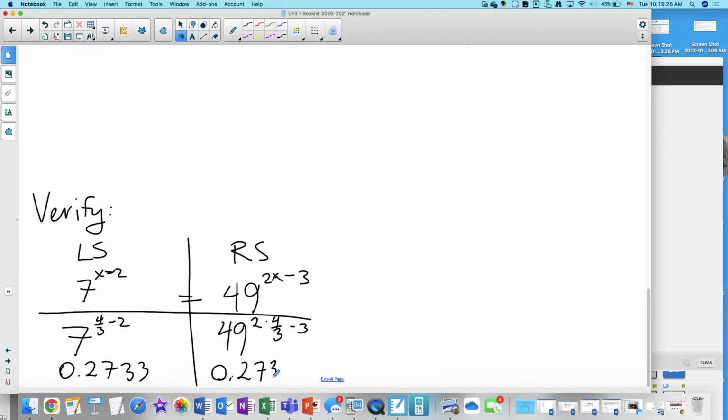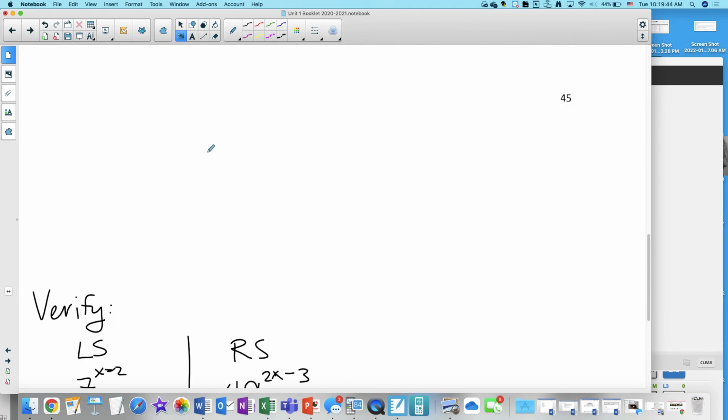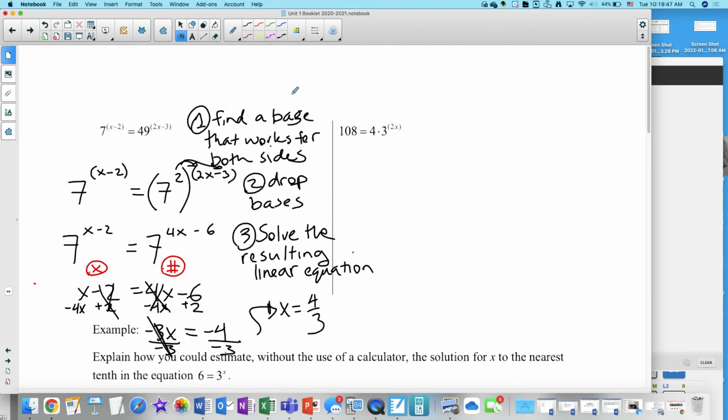Next question. So this is what I was getting at the beginning, where before you start changing bases, make sure that your power is isolated. Yes? Okay. So my power, the 3 to the 2x, is not isolated right now. It's being multiplied by 4. So what should I do first here? Yep, divide both sides by 4. Okay? And then what I'm going to have is 108 over 4 happens to be 27.